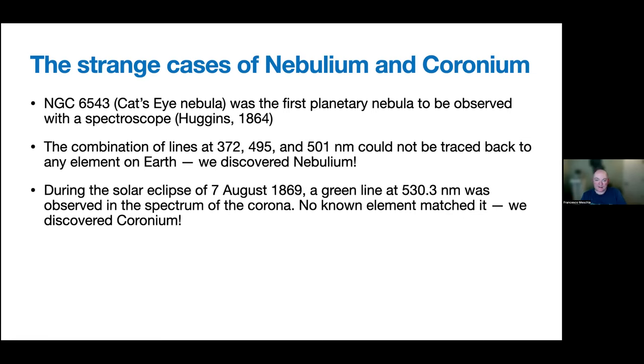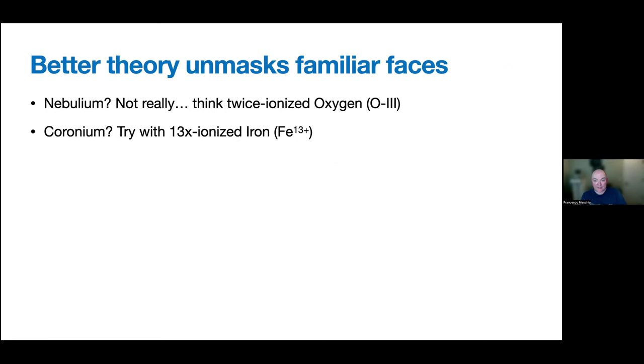However, as our understanding of how spectra are created, our understanding of the mechanics of the atom, became better and better, we found that these better theories unmasked the familiar faces. So nebulium didn't actually exist. People found that if they predicted the number of electrons that this element should have, there was no room for a new element in the periodic table. And you don't even need to assume a new element, because that spectrum is perfectly explained by the emission of oxygen from which you take away two electrons. So you ionize the oxygen twice in very low pressure conditions, hard to replicate on Earth, and you get that kind of spectrum.